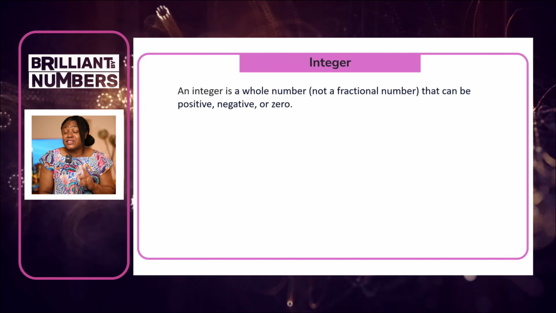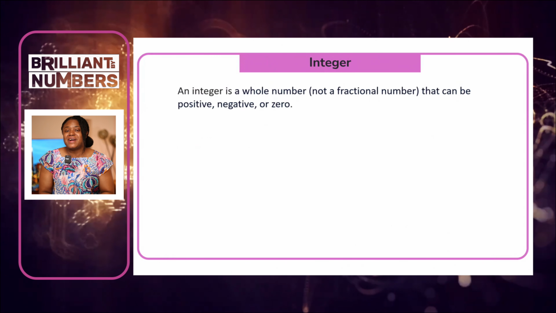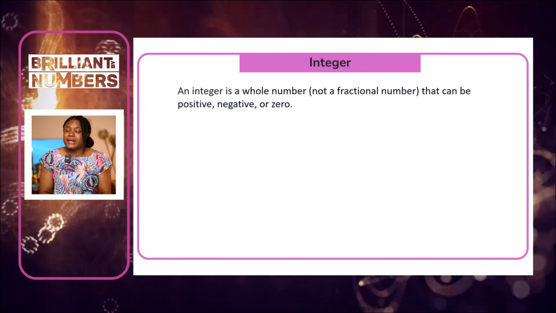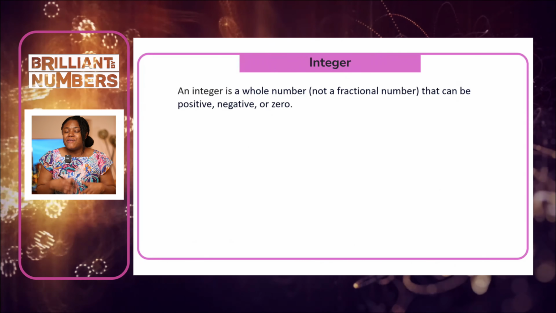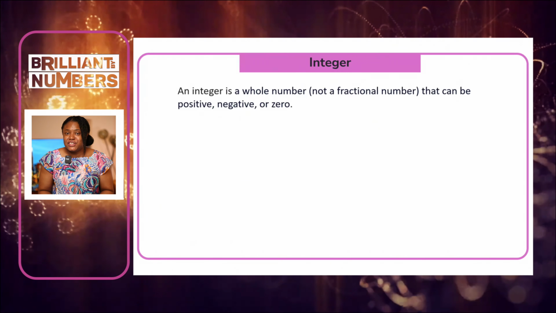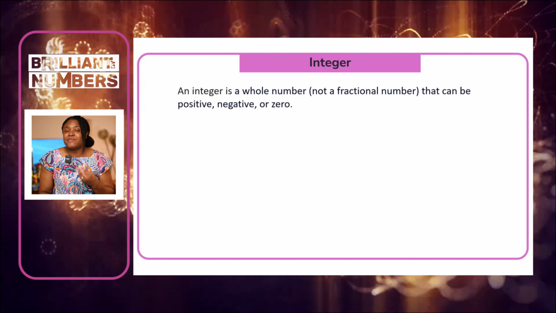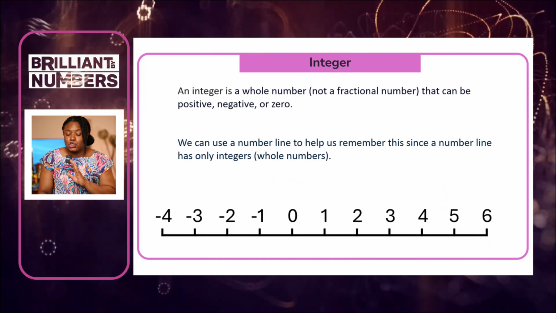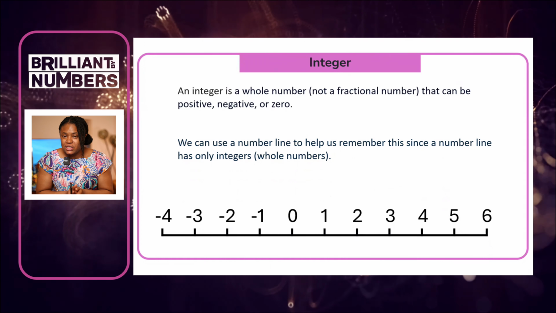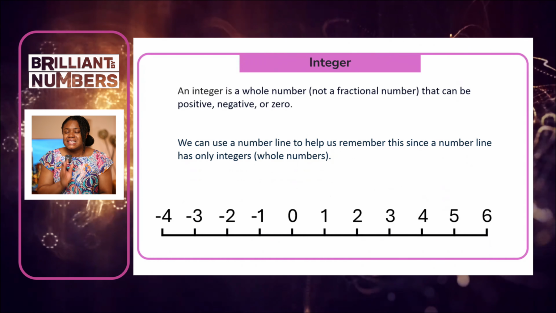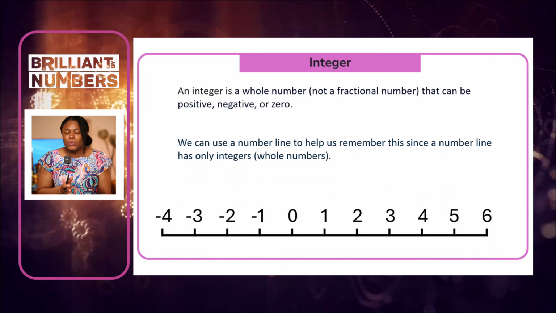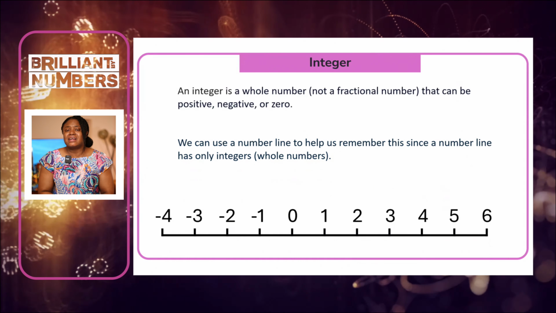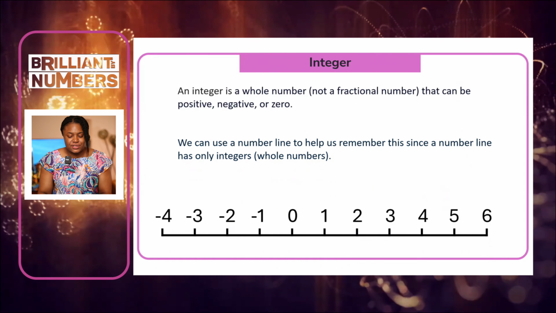So an integer is a whole number, not a fraction at all. That can be either positive, negative, or it could also be 0. Now, a very easy way to remember this definition is to think about the set of integers on the number line. So on a number line, we've got just whole numbers, but we've got a positive side, we've got a negative side separated by our 0, which is our starting point. So if you think about the number line, you are in essence thinking about all the set of integers.